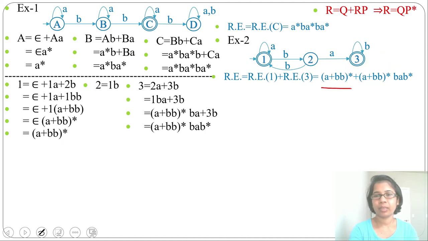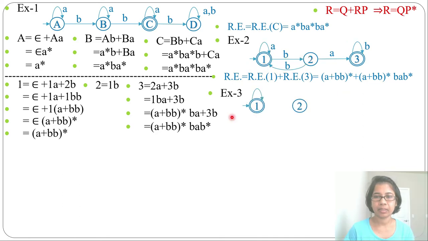For state 1, you can do A or B, B. You can reach to state 1. Then for state 3, here A, B, B. Now you reach to state 1. Then B, A, then B star. So this is the regular expression for state 3.